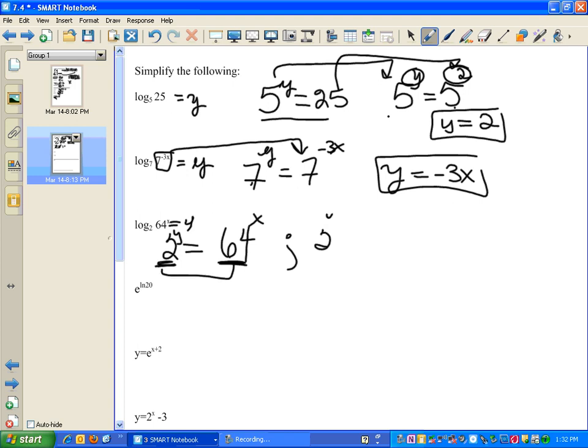So 2 to the y equals 2 to the 6th raised to the x, right? I'm just rewriting 64 as 2 to the 6th. So 2 to the y is equal to 2 to the what? 6x. So what is the answer to y? What does y equal? 6x.